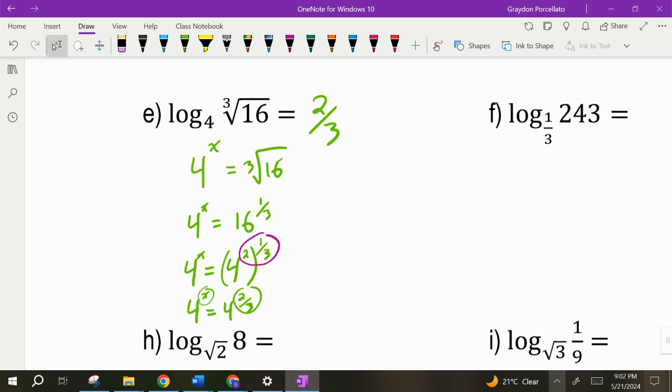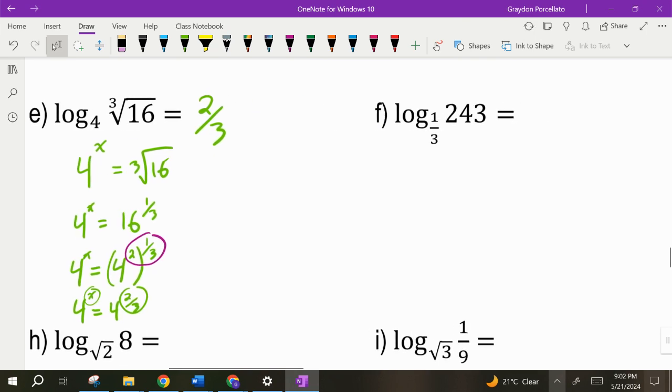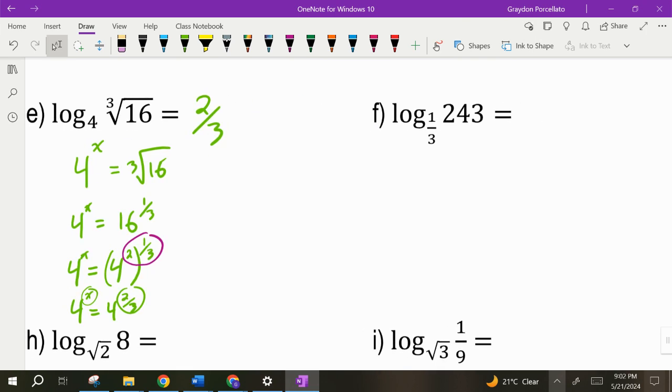So we're changing our base there and writing our 16 as a base of 4. All right. This next one here, 1 over 3 to the power of what is going to give us 243?